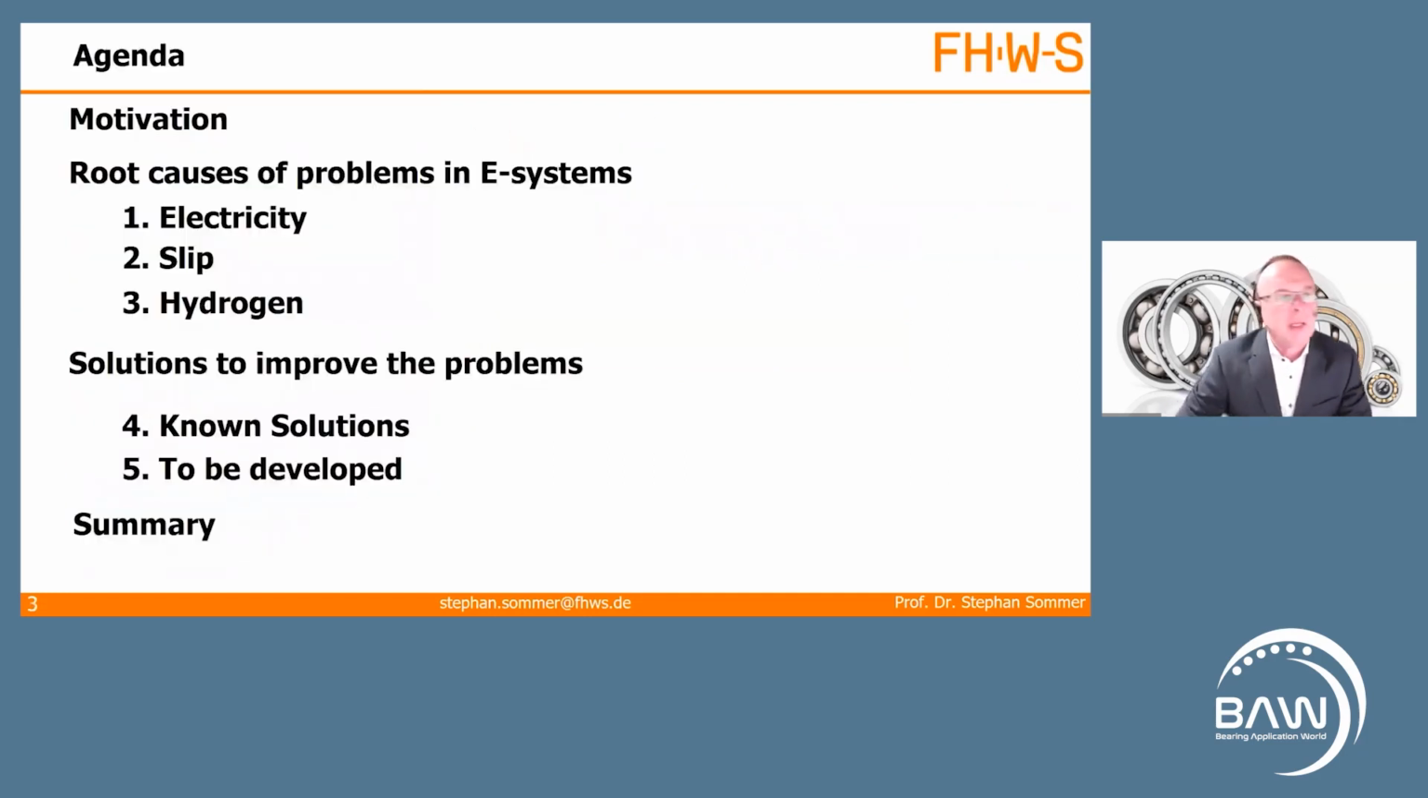Okay, let me quickly go through my agenda. First, a little bit of motivation, and then let's talk about the root causes of problems in E-systems. This is electricity, this is slip, and this is hydrogen. Then we talk about solutions to improve the problems. Let's talk about known solutions and solutions that have to be developed in the future. And last but not least, a summary.